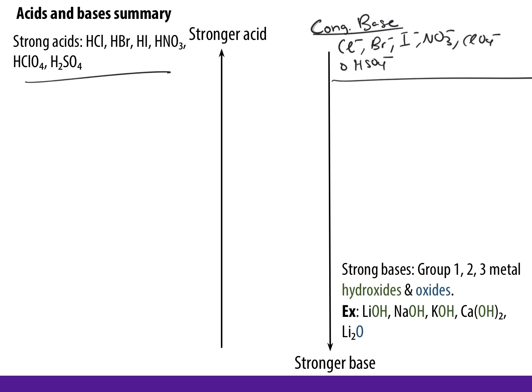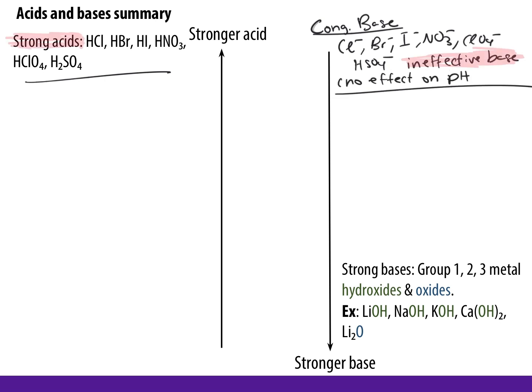So what we have over here is what we call ineffective bases. This is something that doesn't affect the pH. If we go down to the bottom of our chart now, over here we have strong bases. So this is our definition of strong base. Here's some examples. Hydroxides with OH minus ions and a metal in them. Oxides with an O minus and again a metal in them. And again, these are our strongest possible bases.